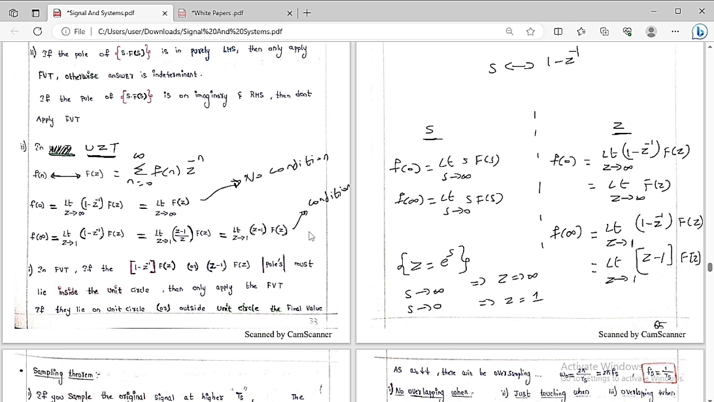If they are going to lie inside the unit circle, it means definitely we can say in the S plane all the roots are going to lie only on the LHS of the S plane. So because of that, what is going to happen? The system is said to be stable. Then only you can apply the final value theorem.